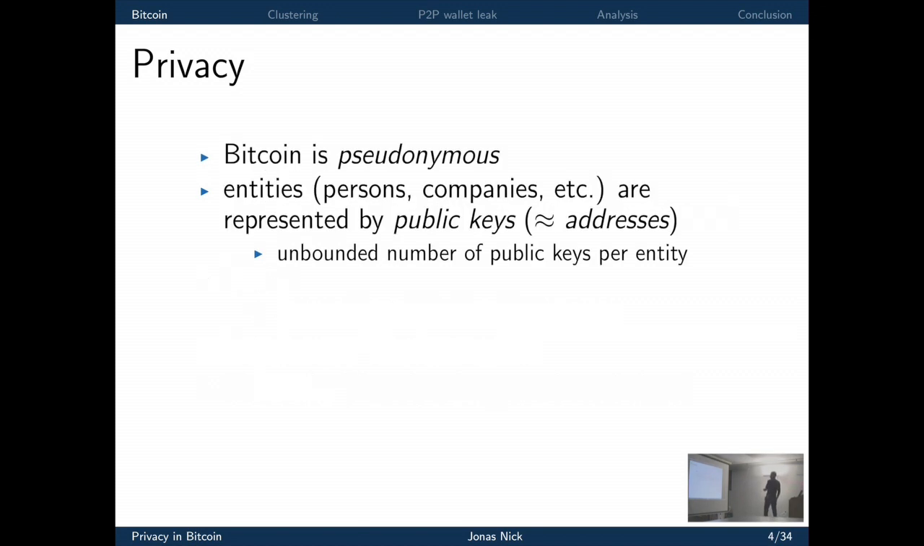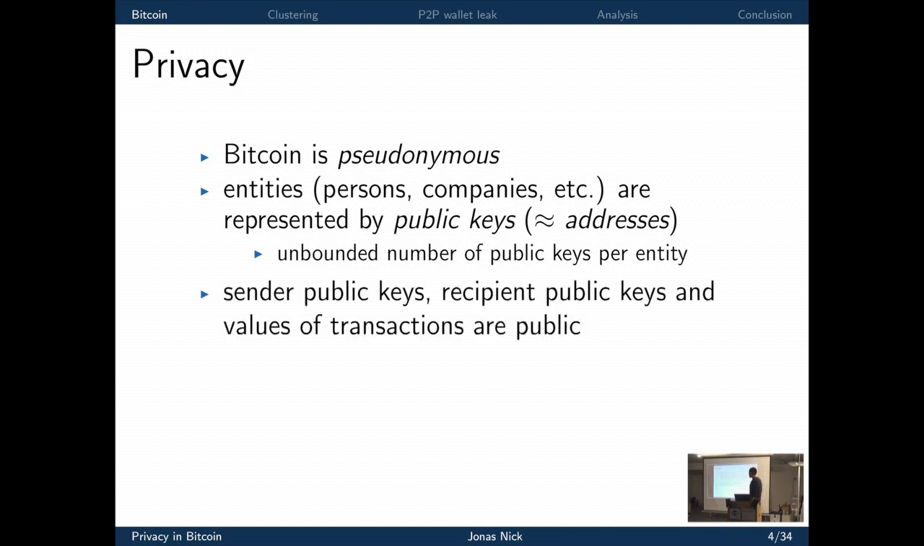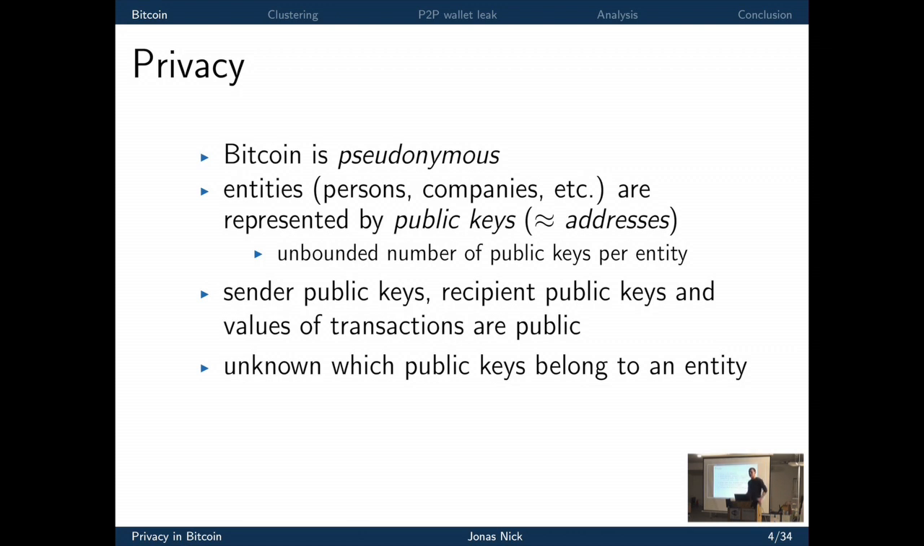Okay, so what is Bitcoin? Bitcoin is often said to be pseudonymous. This means that entities, so persons or companies, are represented by public keys, which I'm going to use interchangeably with addresses. So for the purpose of this talk, addresses and public keys are the same. Users can create as many public keys as they want. It's an unbounded number, actually. In Bitcoin, everything is known. The sender public keys are known, the recipient public keys, and the values of the transaction. The only thing that is unknown is the link to the entity. So who actually owns that public key, we don't know. This is very similar to a chat room, for example. I can give myself many names and chat in a chat room, and nobody would know who I actually am.